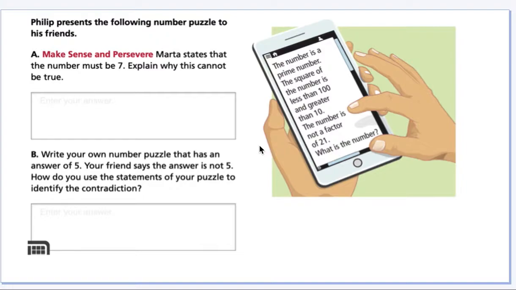What is the number? So Martha states that the number must be 7. Why can this not be true? Simply stated, 7 is a factor of 21.